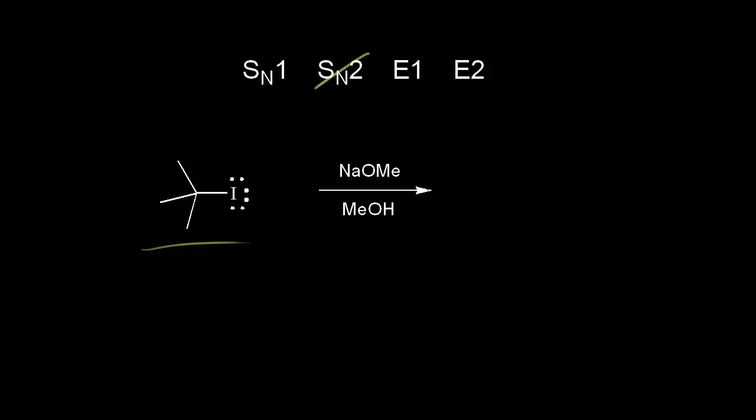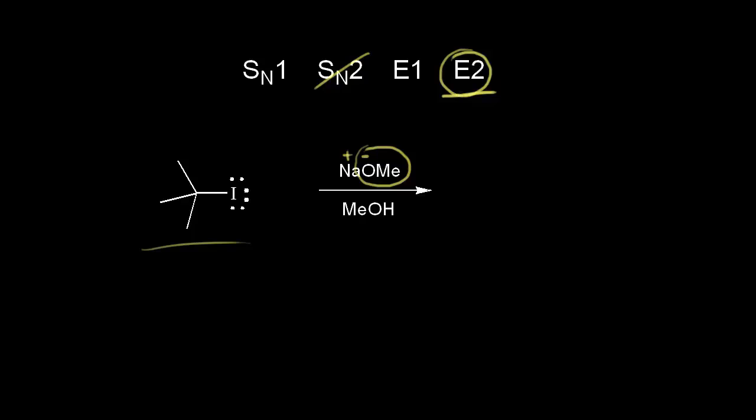Here's another tertiary substrate, so we know an SN2 mechanism is out. When we look at our reagent, which is sodium methoxide, sodium has a +1 formal charge, and the oxygen has a -1 formal charge. The methoxide ion, we saw in an earlier video, is a strong nucleophile and a strong base. And whenever you think strong base, think E2 reaction. So the E2 reaction is going to dominate here.